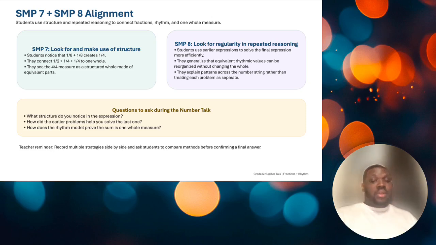And so these would just be reminders, really, for the teacher. So to ask these questions again: what structure did you notice? How did the earlier problems help you? How does the rhythm model prove that the sum is one whole measure?